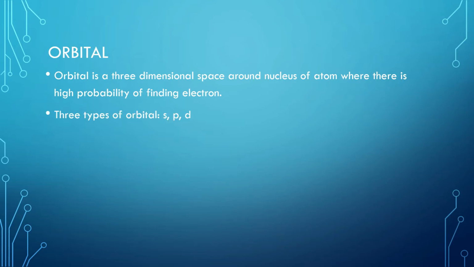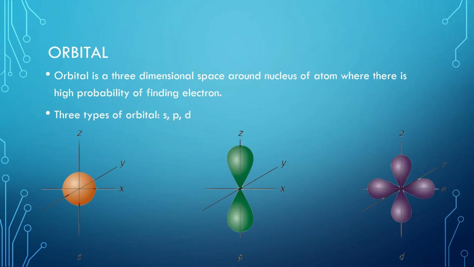There are three types of orbital: S, P, D. The shape of orbital S is sphere. The shape of orbital P is dumbbell. The shape of orbital D is clover leaf.